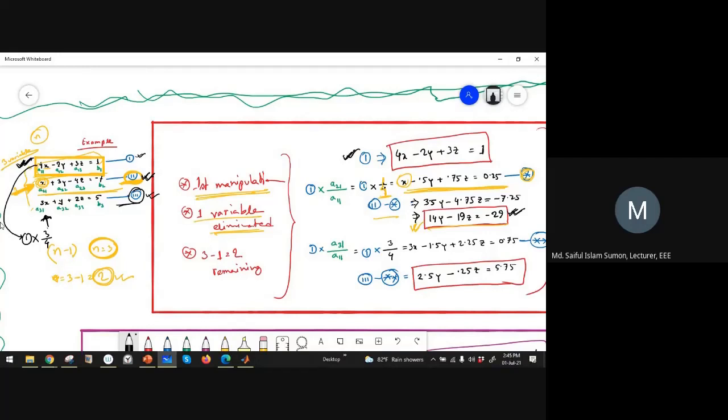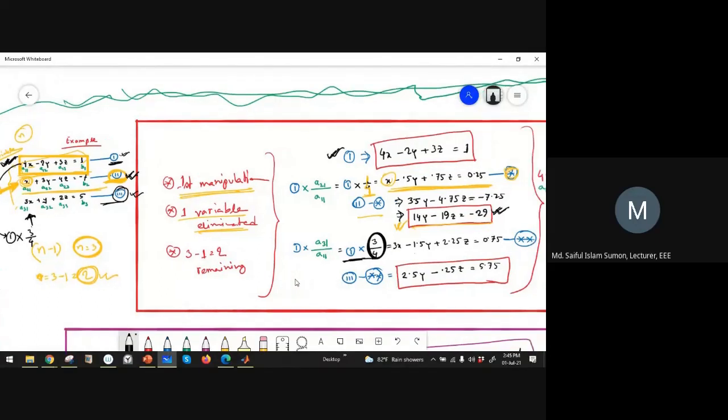You can see, if I multiply equation number 1 by 3 by 4, then what is going to happen? I am going to get something like this, double star, which has 3x. And in my equation 3, there is 3x. So if I just subtract this from this double star, then you will get something like this. Here you can also see that our x is eliminated.